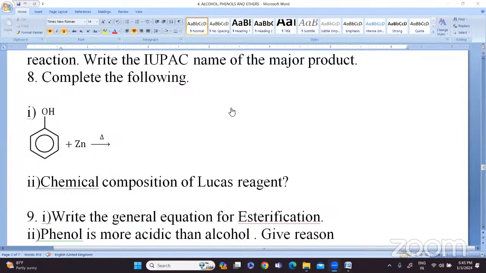Yes, Vedvati has answered it. Benzene. Then Swati has answered. Then Vedvati has. Okay. Shushti had answered. Yes.